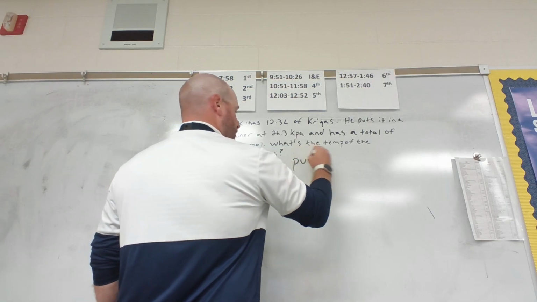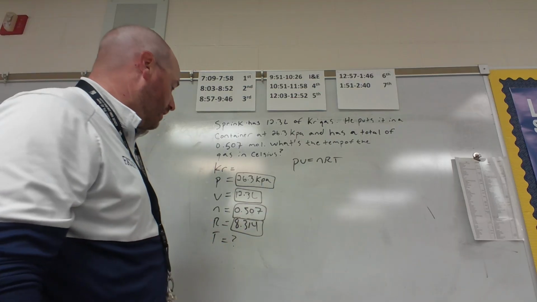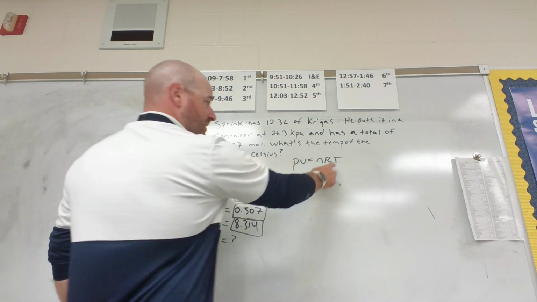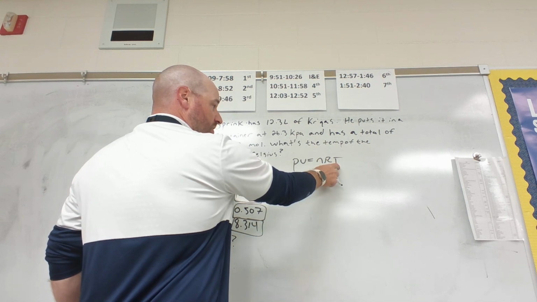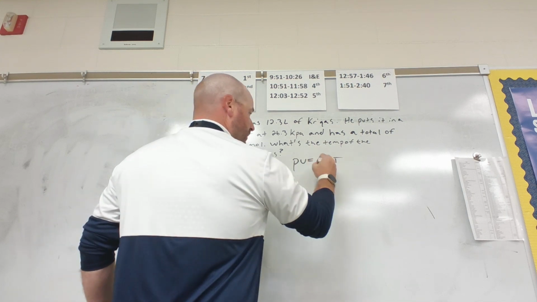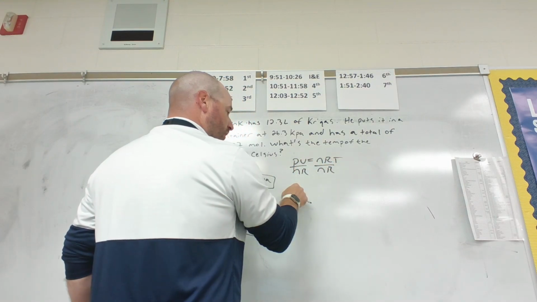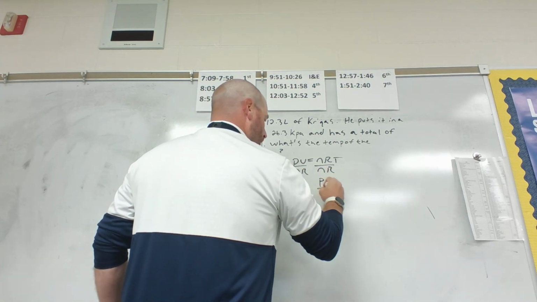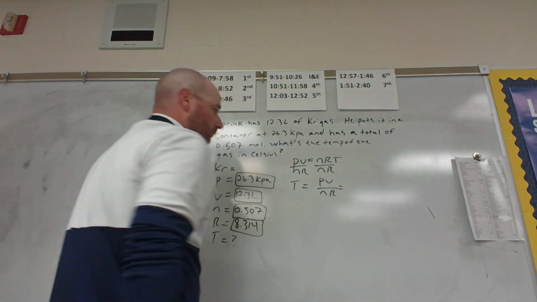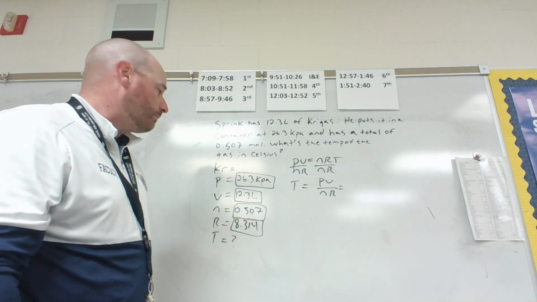So PV equals nRT. So isolate our variable. What variable are we isolating? We are isolating temperature here. So we have to get rid of our nR on this side to isolate our T. So we just divide by nR on both sides. I'm moving my isolated variable to my left side. So T equals PV over nR. All right, so now we're just throwing this into the formula.